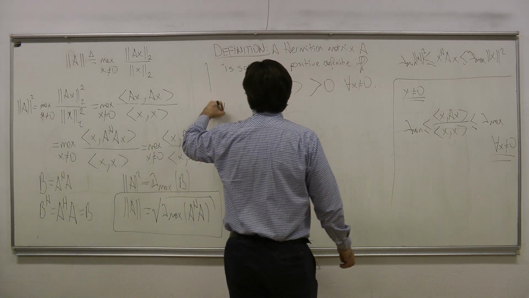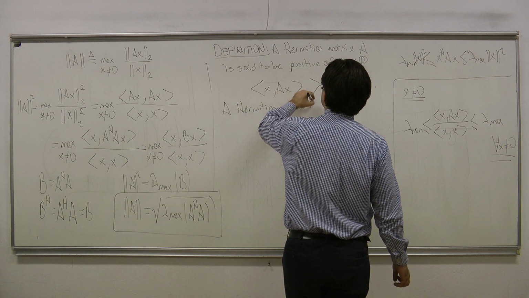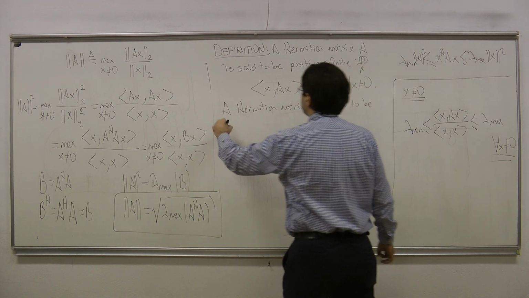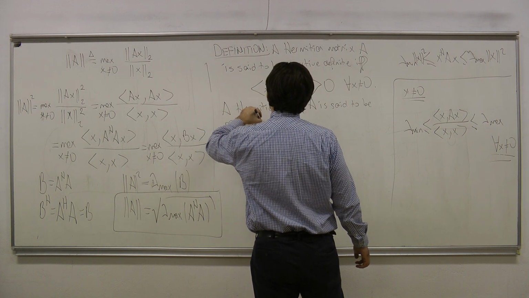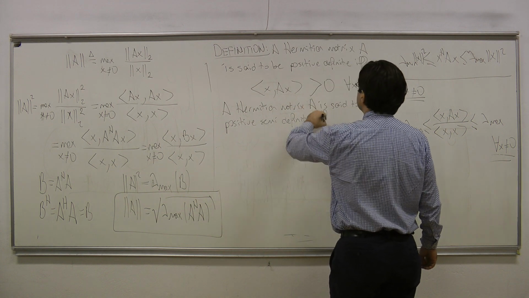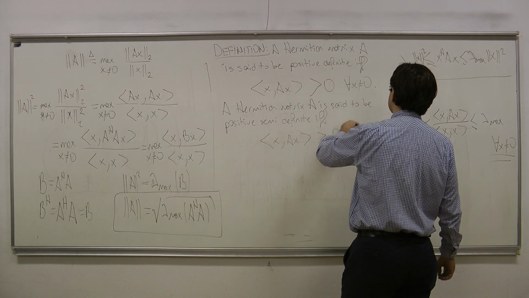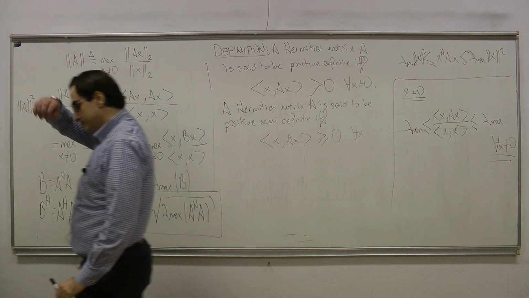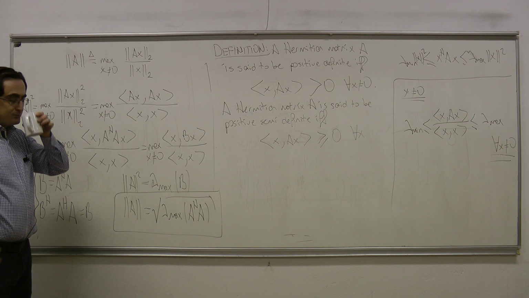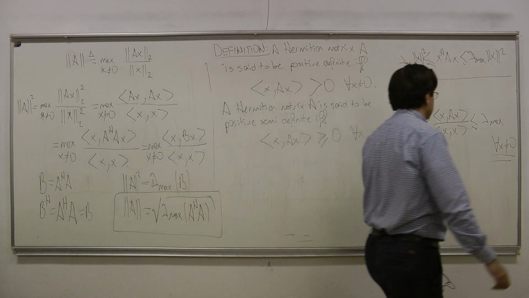And a Hermitian matrix A is said to be positive semi-definite if and only if the inner product of x and Ax is larger than or equal to 0 for all x. So these are the definitions of positive definite and positive semi-definite matrices.